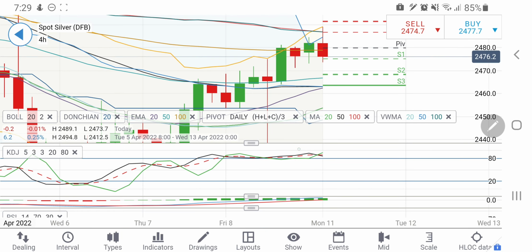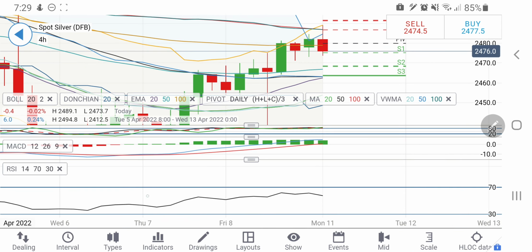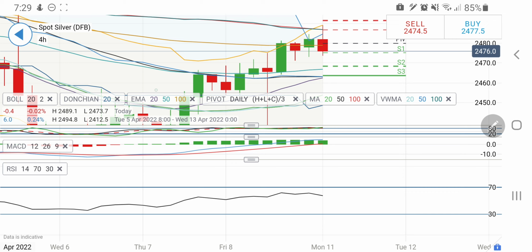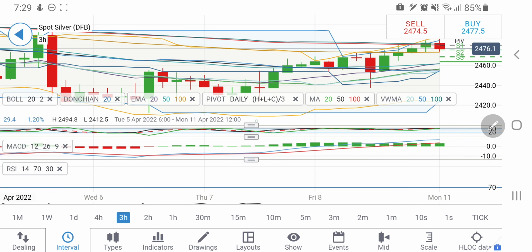See, it is trying to reverse on the 4-hour chart. It is extremely overbought, and MACD is showing divergence, and hence a couple of red candles can be expected. That is, 2465, 2460 as the first target, and below that 2440 should come into the picture.